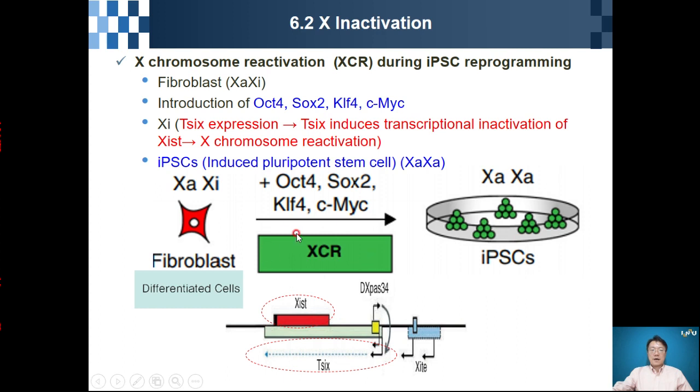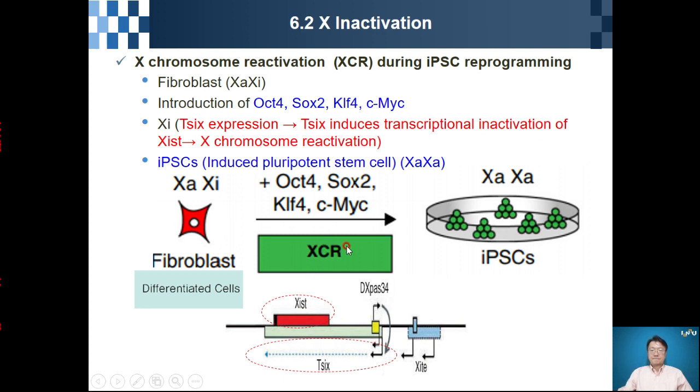This is done by the introduction of OCT4, SOX2, KLF4 and CMYC. After that, the reprogramming happens. So during the reprogramming, XCR happens, especially TSIX expression happens. After that, TSIX induces transcriptional inactivation of cis non-coding RNA. Finally, X chromosome reactivation happens.